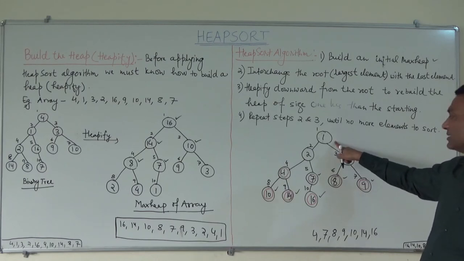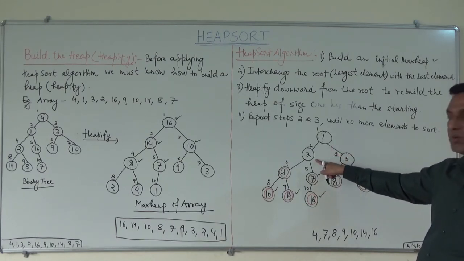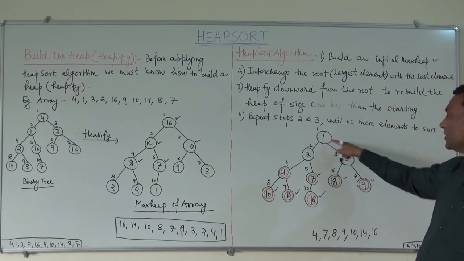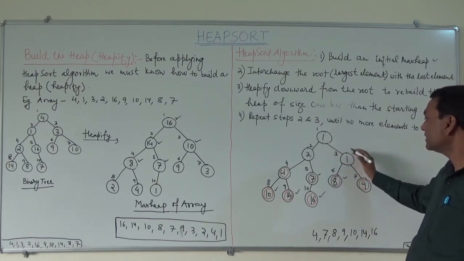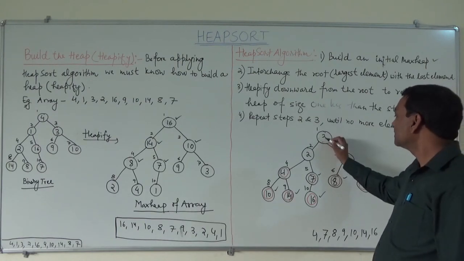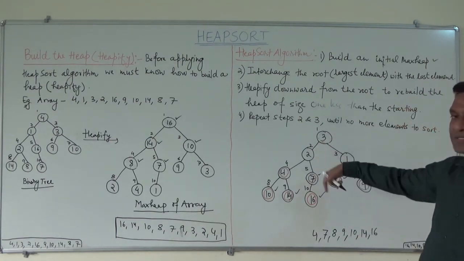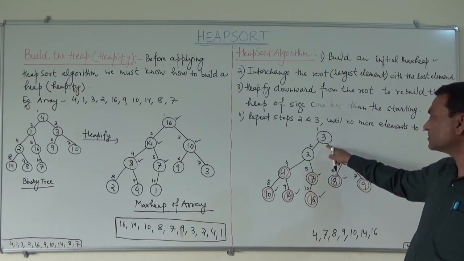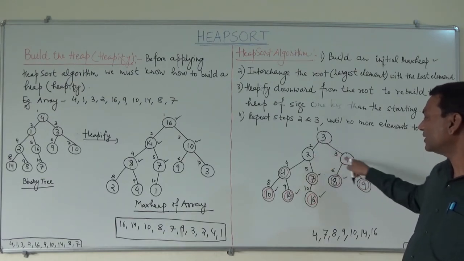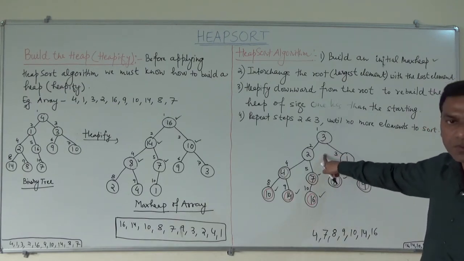Again we will check. This 1 is less than 3 and 2. So this 1 and 3 should be interchanged. So 1 will come here. This is 1 and this is 3. Now this is a heap. So this is max heap. So the 3 is greater than 2 and 1. So now what we will do?